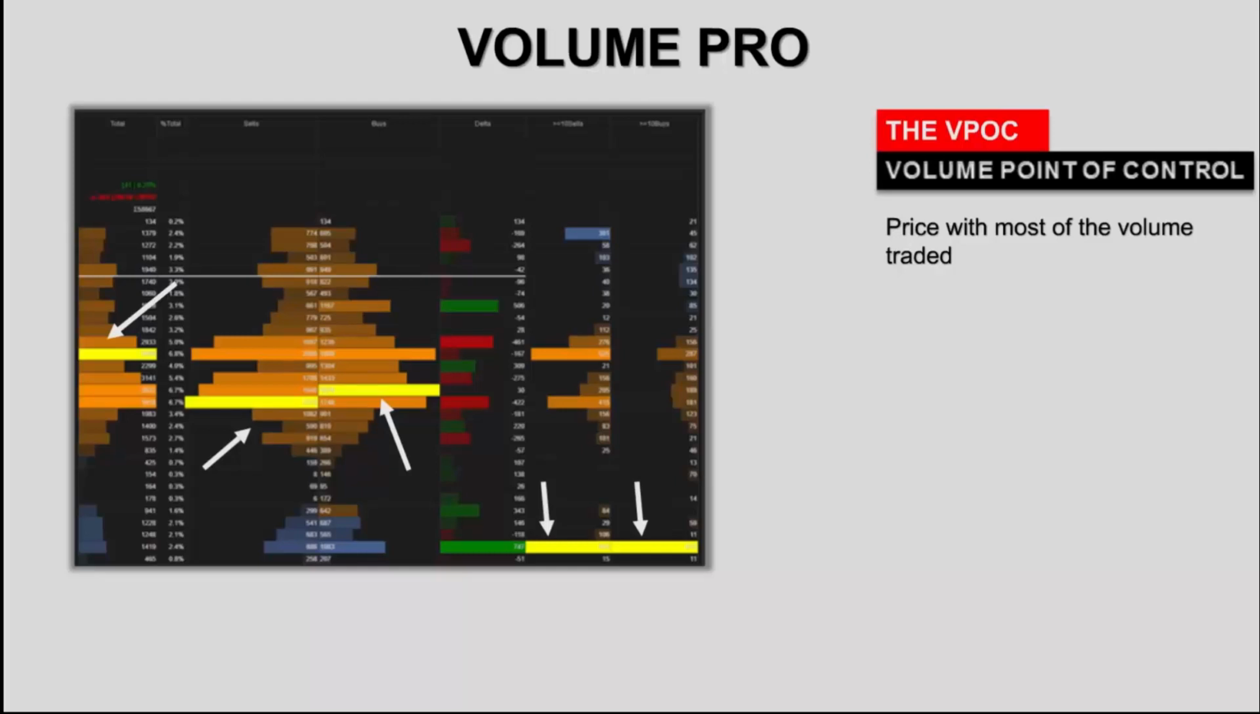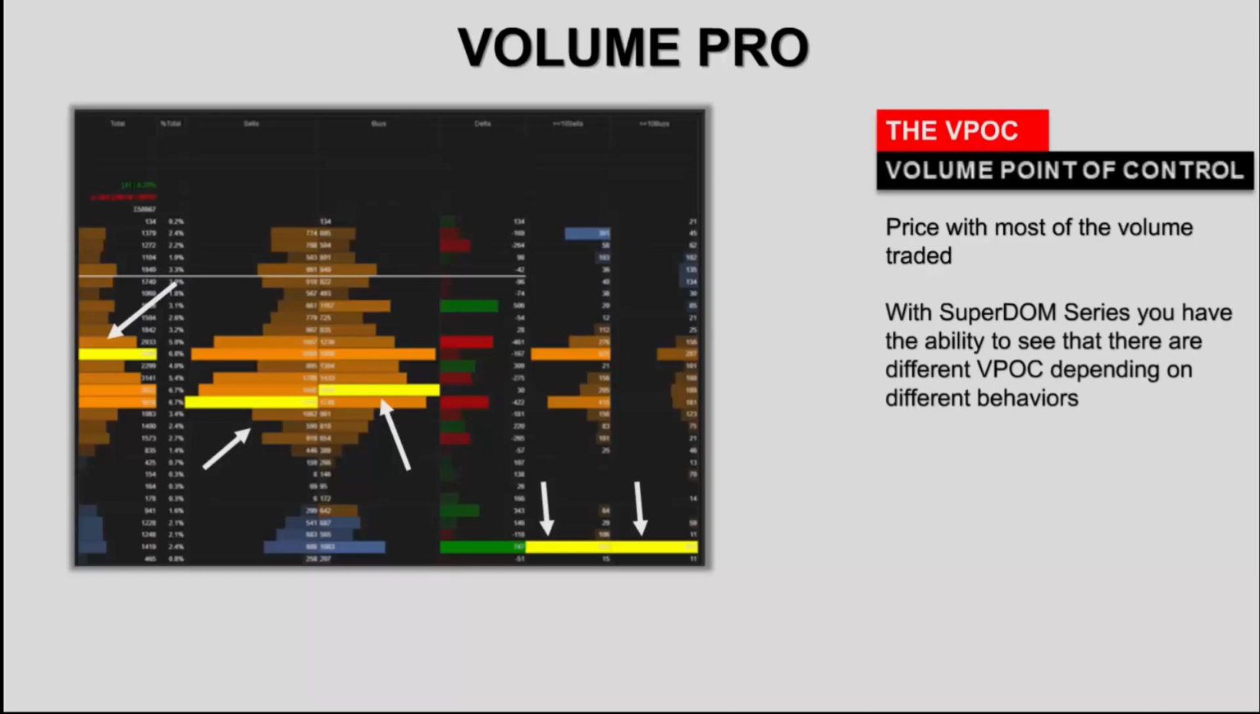Where has most of the volume been traded during the session? Or another simple question in auction terms: what is the fairest price, the most accepted price? In Volume Pro, you have the ability to expand this concept and apply it only for sellers, only for buyers, for large volume trades, for large buy trades, and so on.